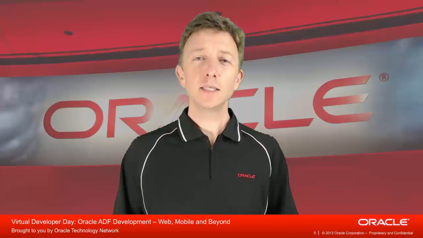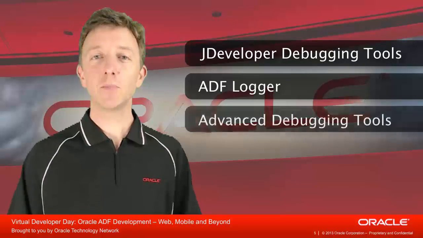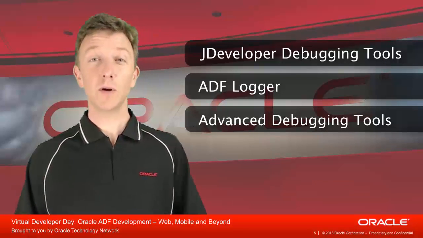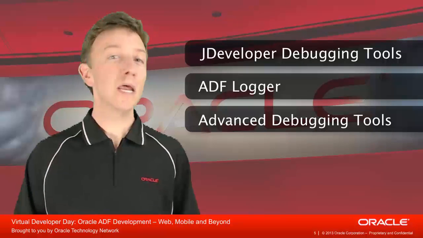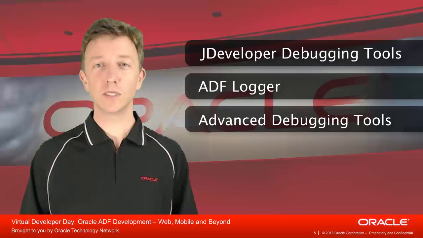So, in this OTN VDD, Virtual Developer Day session, we're going to look at in three parts really, the JDeveloper debugging tools available within the IDE. We're also going to look at the ADF logger and what instrumentation is available in the framework and you can add yourself. And finally, we're going to look at some of the advanced debugging tools that are available in JDeveloper and admittedly not available in any other IDEs. So you get to see some real power in this little presentation today.